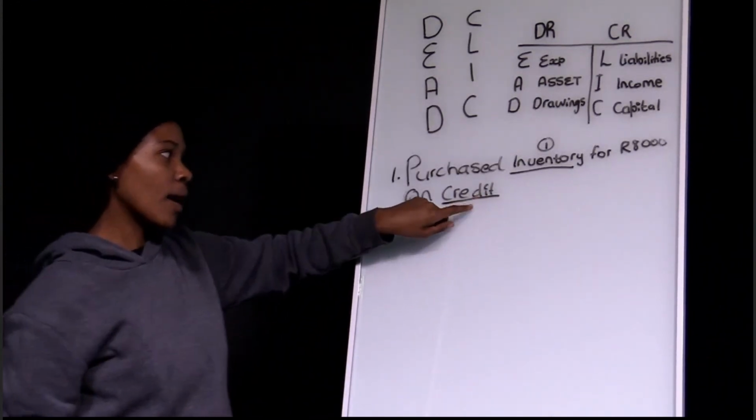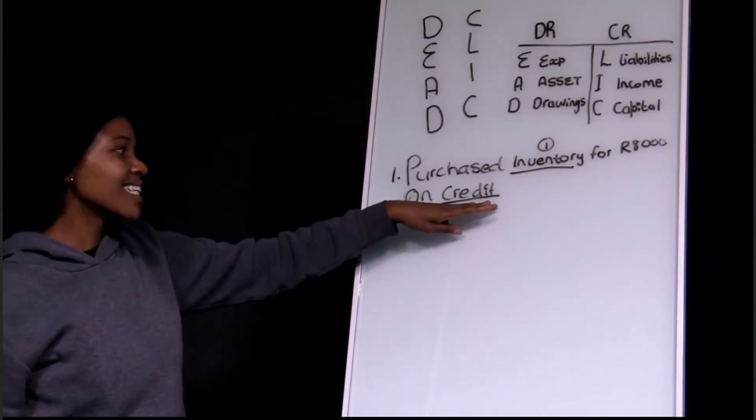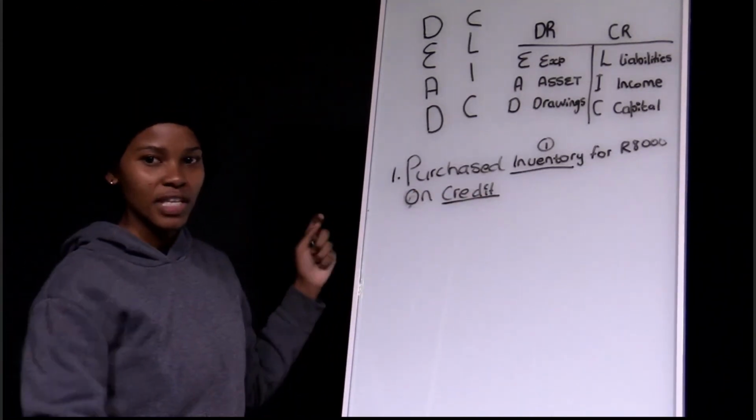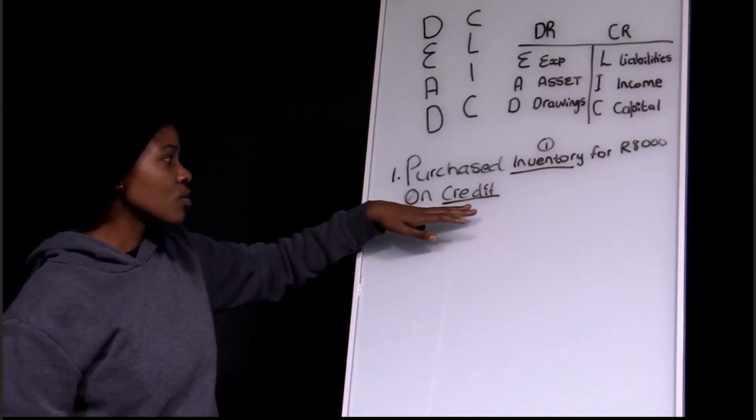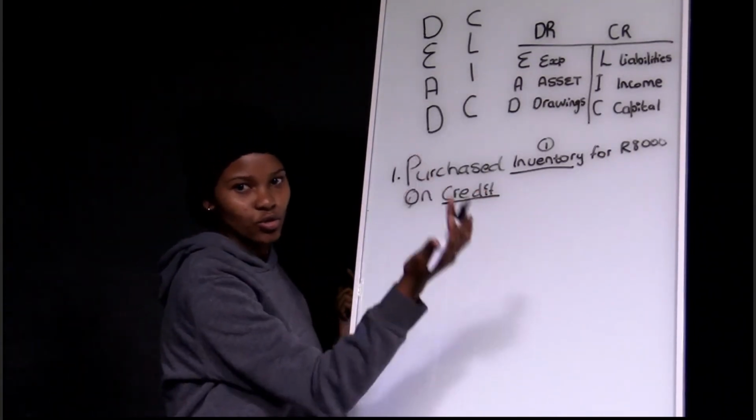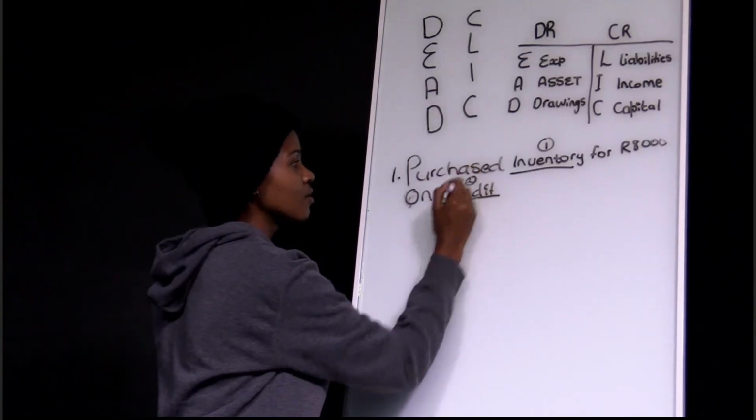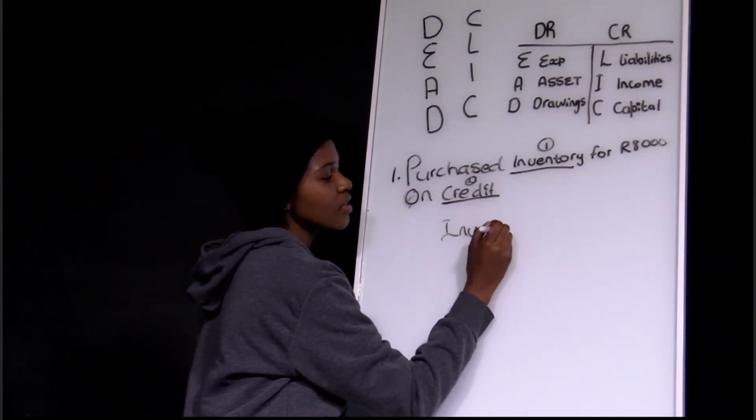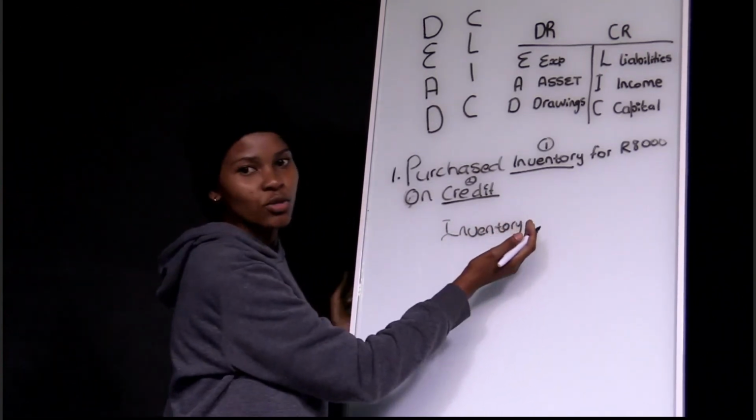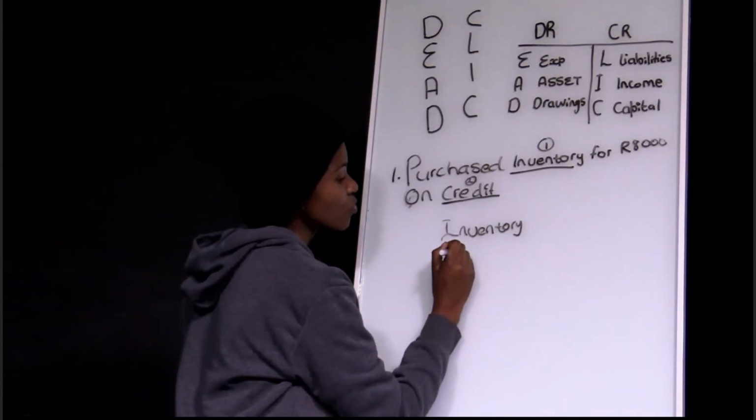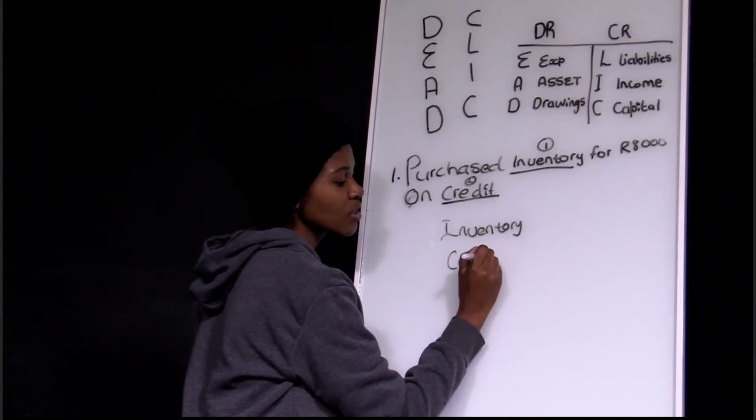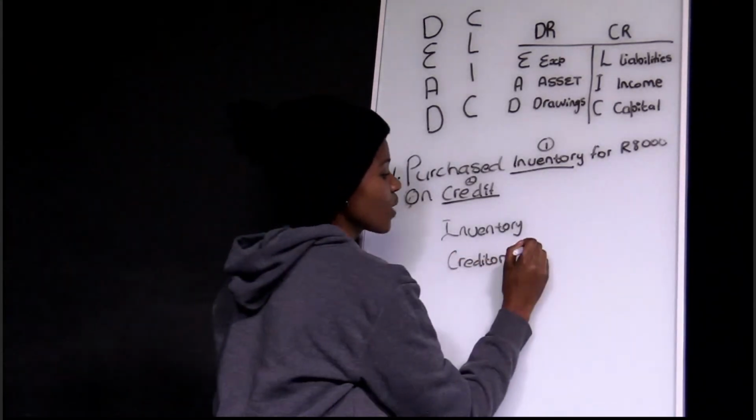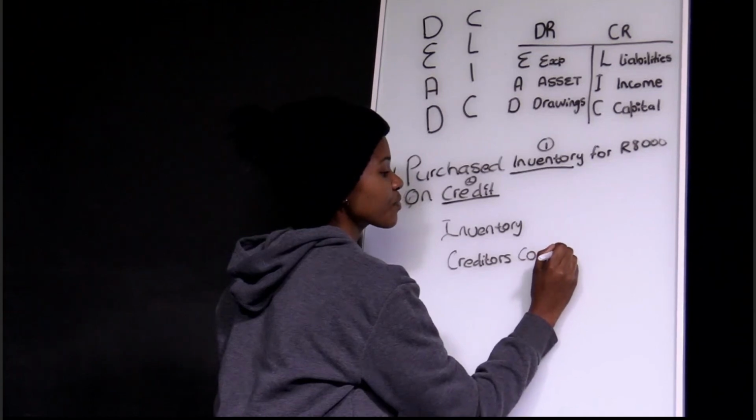If it was cash, our account would be bank. But because it's on credit, it means that we received inventory but we did not pay for it, right? So then this becomes your creditor's control. This will be our second account. So let's write them down. You have inventory, or you can use trading stock. And then you also have creditor's control, because this inventory, you bought it on credit.